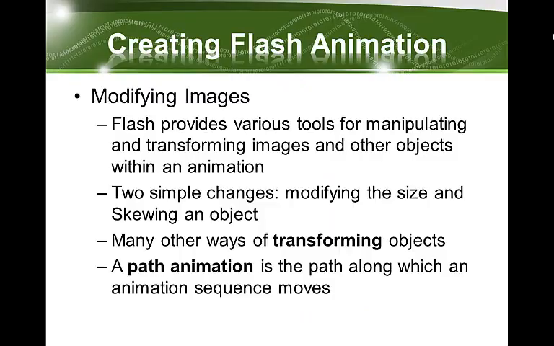Two simple changes: modifying the size and skewing or rotating an object. Many other ways of transforming objects are by changing an image, such as making it larger or applying a different color. And a path animation is the path along which an animation sequence moves, and it may include rotating, flipping, or changing direction or color.